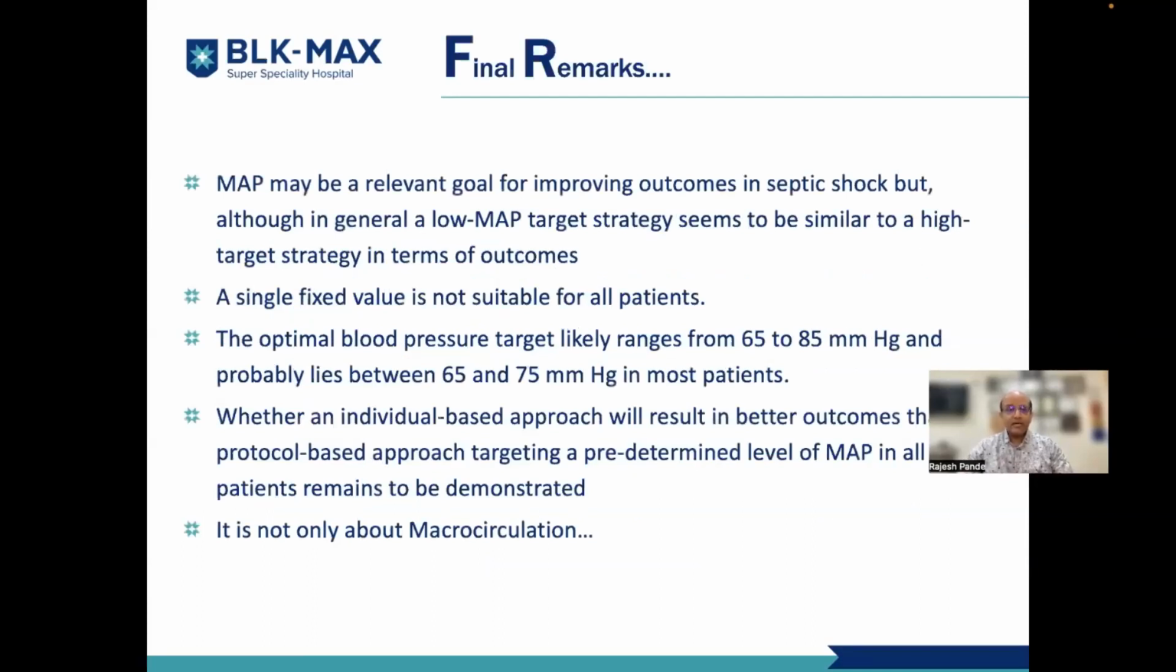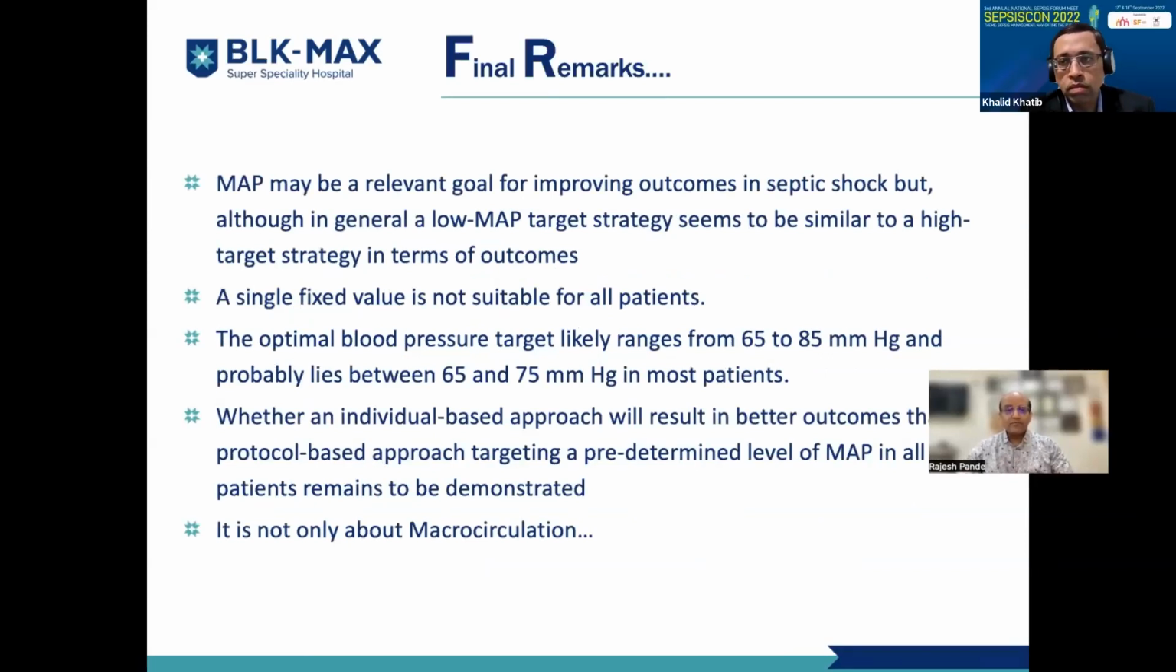My final concluding remarks is, MAP may be a relevant goal for improving outcome in septic shock, but although in general, a low MAP strategy seems to be similar to a high strategy in terms of outcome, a single fixed value is not suitable for all patients. Optimal blood pressure target likely ranges from 65 to 85 millimeter mercury and probably lies between 65 to 75 in most patients. Whether an individualized approach will result in better outcomes than a protocol-based approach, targeting, like we do currently, a predetermined level of MAP remains to be demonstrated.